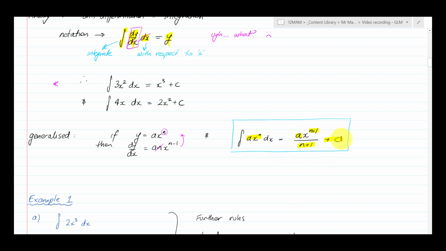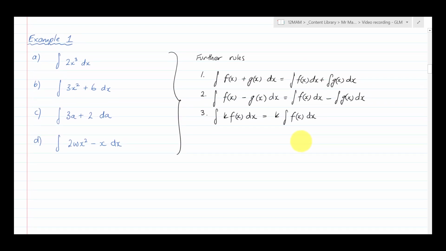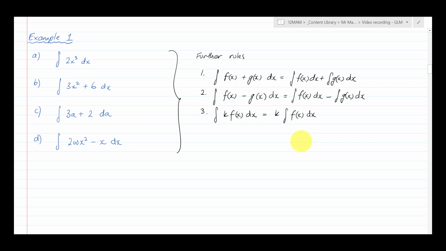And we have our constant of integration, that unknown constant. So here's some examples. And example D is going to give me an opportunity to talk about "with respect to x" in a little bit more detail. There's a couple of further rules that you should be aware of, and they're over here, and they're really simple. I know it looks complex, but they're really simple.